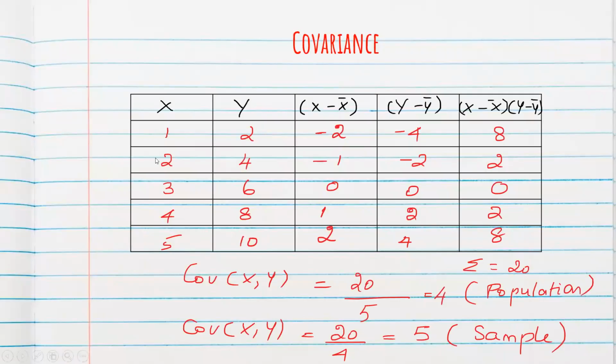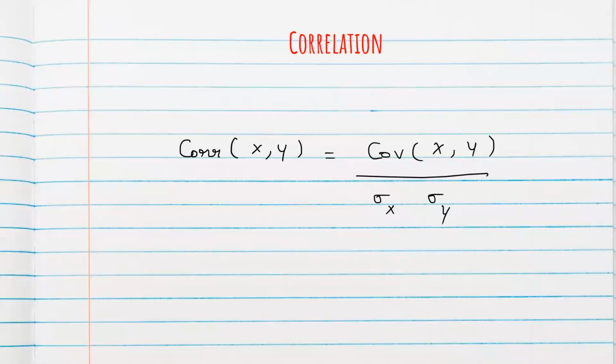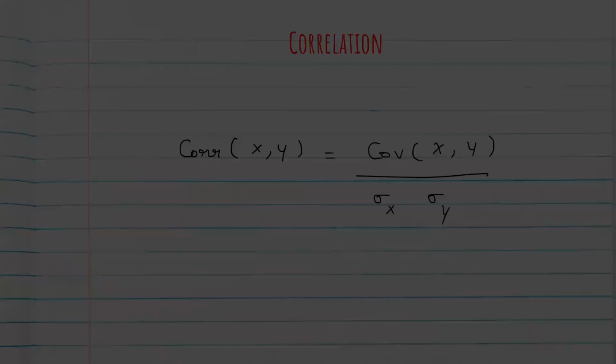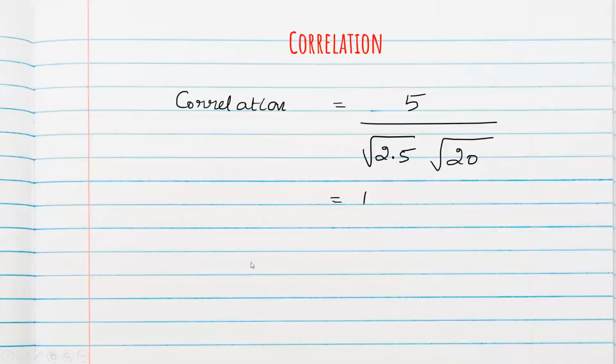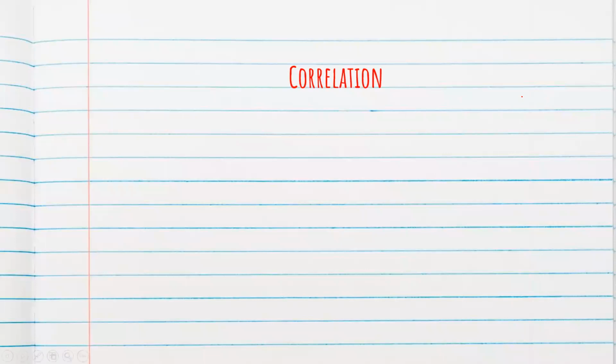Right? So this was the problem: x is 1, 2, 3, 4, 5 and y is 2, 4, 6, 8, 10. We already know how to find standard deviation, right? When you substitute over here, you will get the correlation as 1. So what does this conclude? I can say that the correlation values range from 0 to 1. Whether positive or negative, yes, exactly.